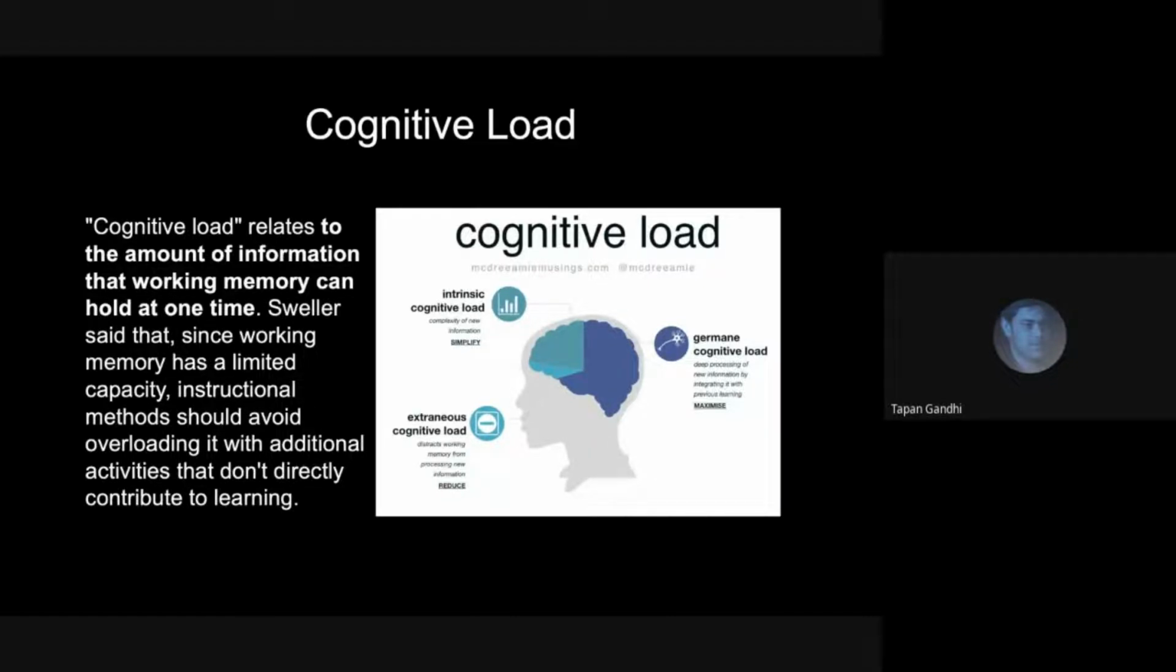So when you are doing this kind of cognitive processing or cognitive job, if any kind of interruption comes, or you are getting some kind of hindrance, right? In layman's language, I can say this is a cognitive load. I'm getting some kind of load. This is a definition from the internet: cognitive load relates to the amount of information that working memory can hold at one time.